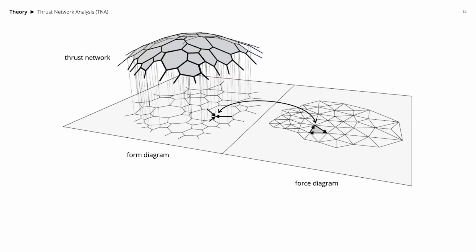In TNA, the horizontal projection of the vaulting shell structure is used as a form diagram. Force diagram of this projected form diagram represents the horizontal equilibrium of the shell structure. The thrust network, or the thrust diagram, is a network that represents the shell structure, which is discretized into line segments.